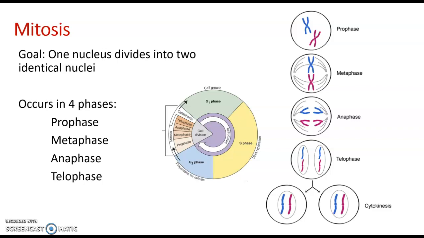But the goal of mitosis is to take a single nucleus and divide it into 2 identical nuclei. So you're going to start with a single nucleus containing 2 copies of all of the genetic information. And the end result is going to be 2 independent nuclei, each containing a full set of DNA. And we will cover the phases of mitosis in a separate video so that they're not split up.